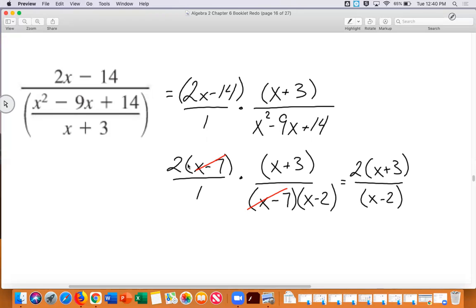Doing all right? Lost in the sauce? So you wrote this? All right. So what goes into 2 and 14? What can I factor out of that? 2. 7 goes into 2? That was great. Perfect.